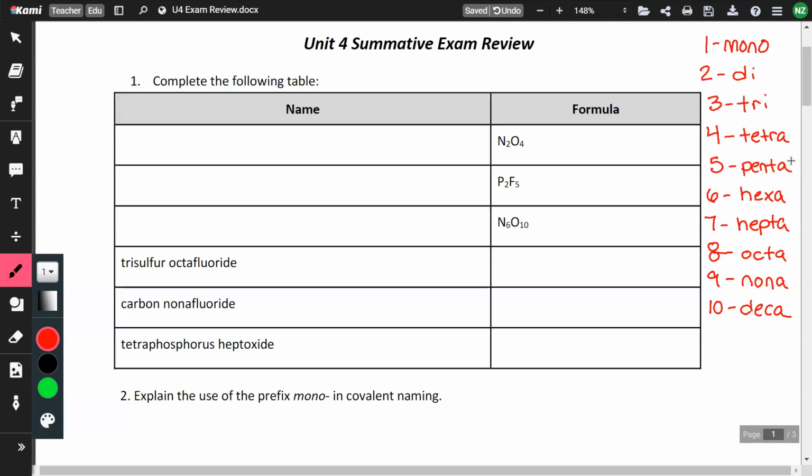One key thing to remember when we're doing prefixes, if you have something where it's by itself and it's the first piece, we never use the prefix mono. So we'll do an example where you'll see that. Okay, so for the first one, we have nitrogen, and there's 2 of them, so it'll be dinitrogen. And then we have 4 oxygens. The prefix for oxygen is tetra. And then you have oxide.